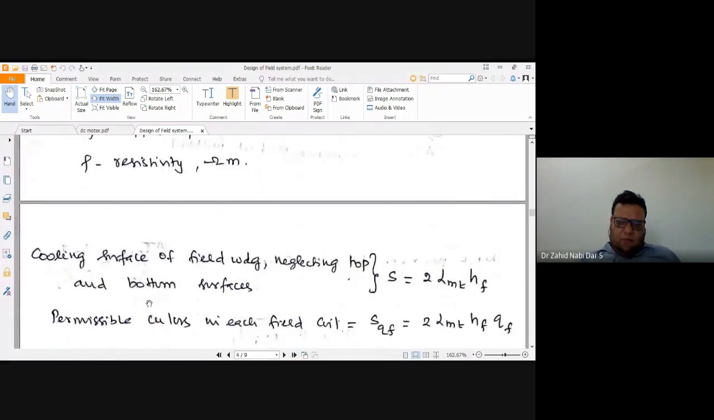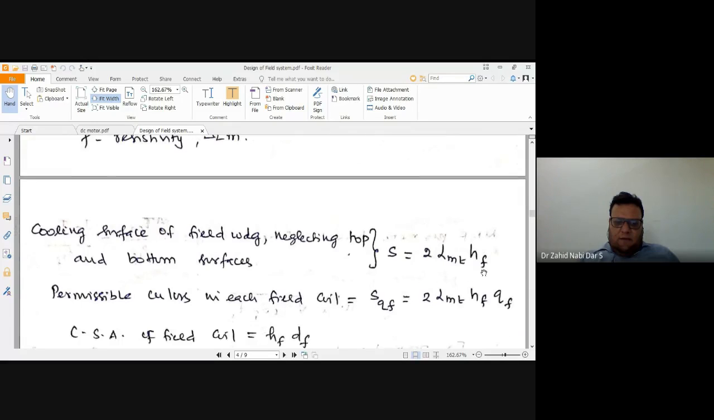So the cooling surface, how do you calculate? Already I told you, for the cooling surface, you will consider only the length and breadth. So for a rectangular cross section, you have the side and the cooling surface of field winding, neglecting top and bottom surfaces. Side surfaces you will consider, only top and bottom you will not consider. So your surface would be twice into length of mean turn into height of this field winding.